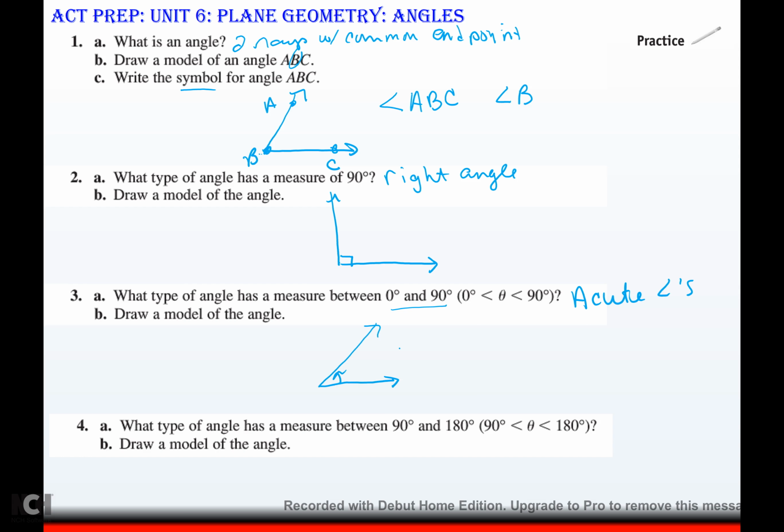Okay, 4, what type of angle has a measure between 90 and 180? That's big. Remember, if acute is small, then big is obtuse, unless it's bigger than 180, and then that's reflex. Okay, so that's obtuse. A model of the angle would be something like this, where from here to here is more than 90 degrees.